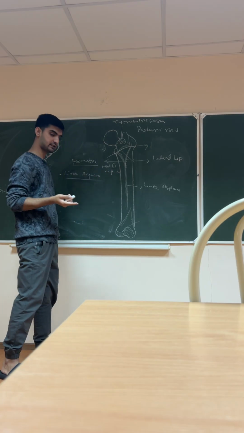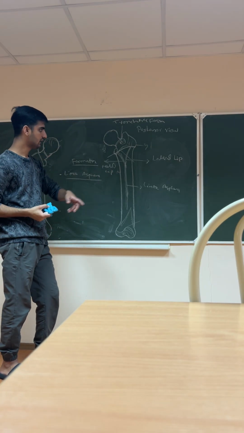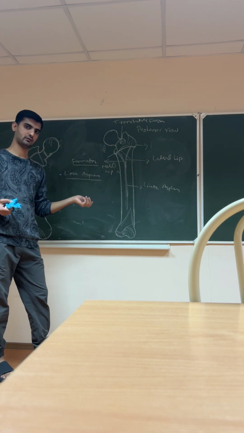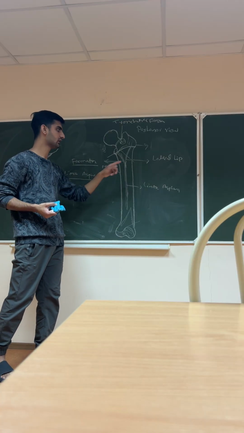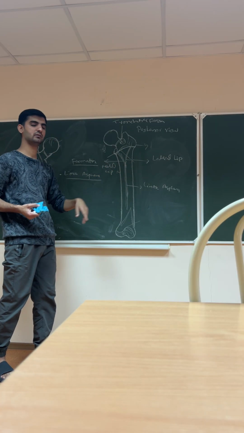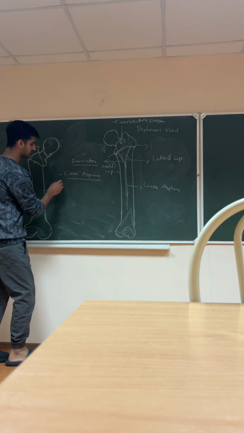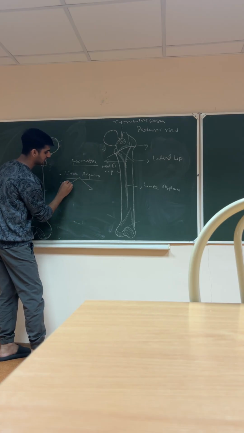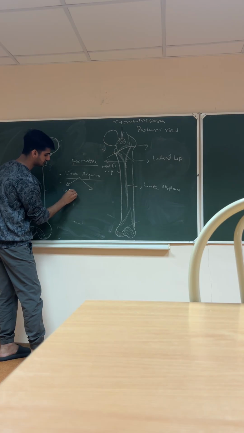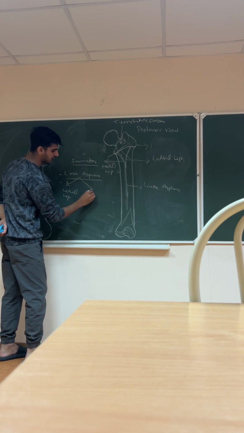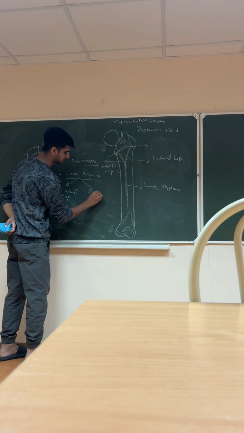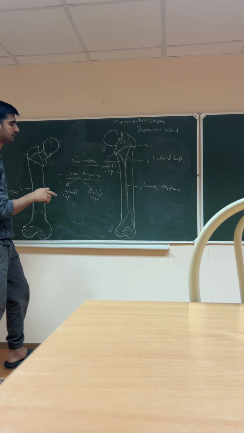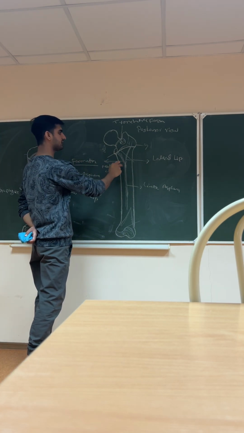But how do you pronounce it in Latin? In Latin you pronounce it labium laterale and labium mediale. This is in the Latin language. The next formation: this one is divided into the lateral lip and the medial lip. These lips continue going.